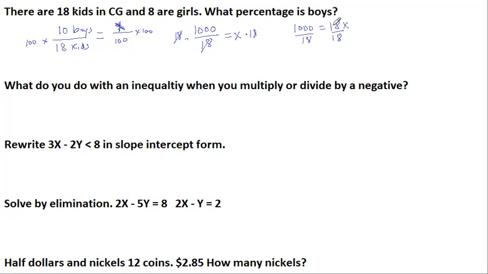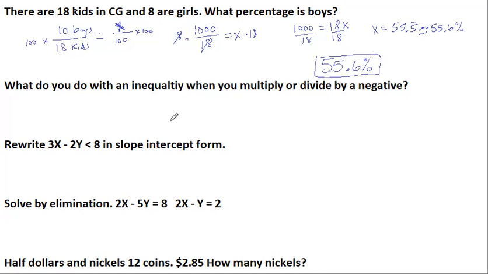So 1,000 divided by 18 is 55.5 repeating. So you could round it to 55.6. And that's percent. So final answer, 55.6%.